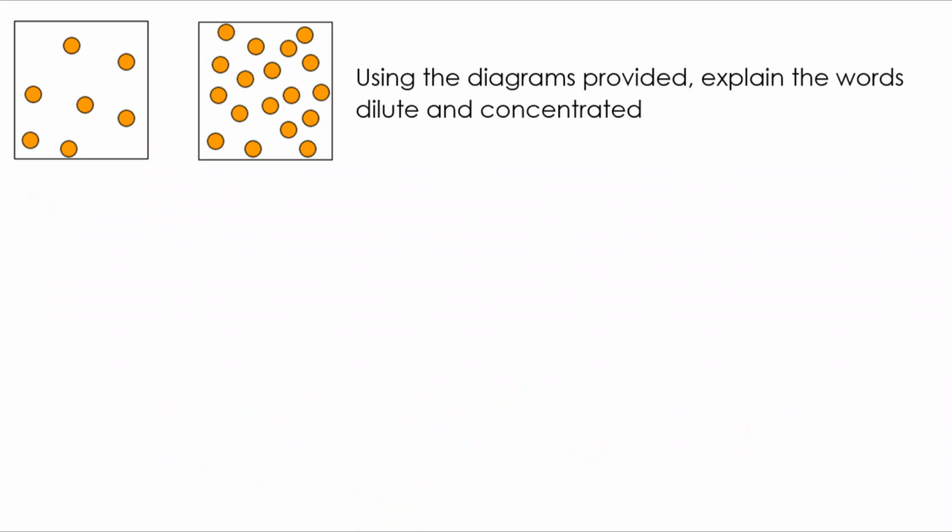I have another task for you here. We've got diagrams to help you. What do we mean when we talk about things being dilute and concentrated? When you're ready, move on and review your answers.